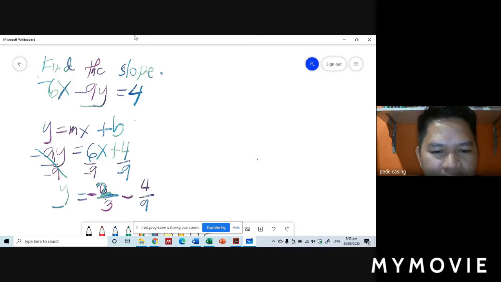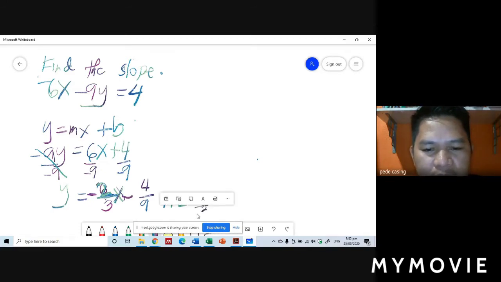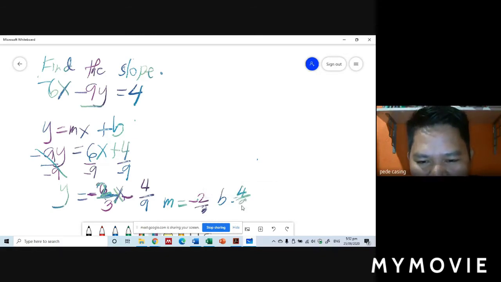Okay, therefore, we can have m or the slope is negative 2 over 3. Don't forget to put x here. Okay, it becomes negative 2 over 3 x. Then our b is equal to 4 over 9. It's positive already. 4 over 9. So negative 2/3.